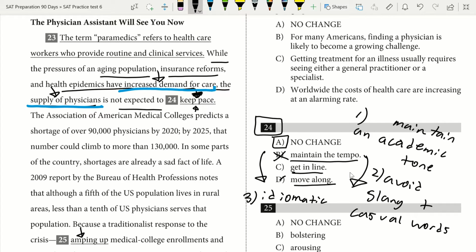It's way too casual, way too much like slang. Same thing with "get in line." Way too casual, way too much like slang. So on the SAT writing section, make sure you avoid using slang and casual words. You want to make sure you maintain an academic tone and that you're also idiomatic.